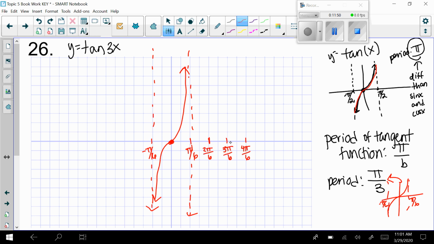So that's enough. We don't really need more than that to do another cycle. So here would be where the next asymptote would be. And here is where the next, that one's even extra. We don't really even need that one. We're only going to do one more cycle.